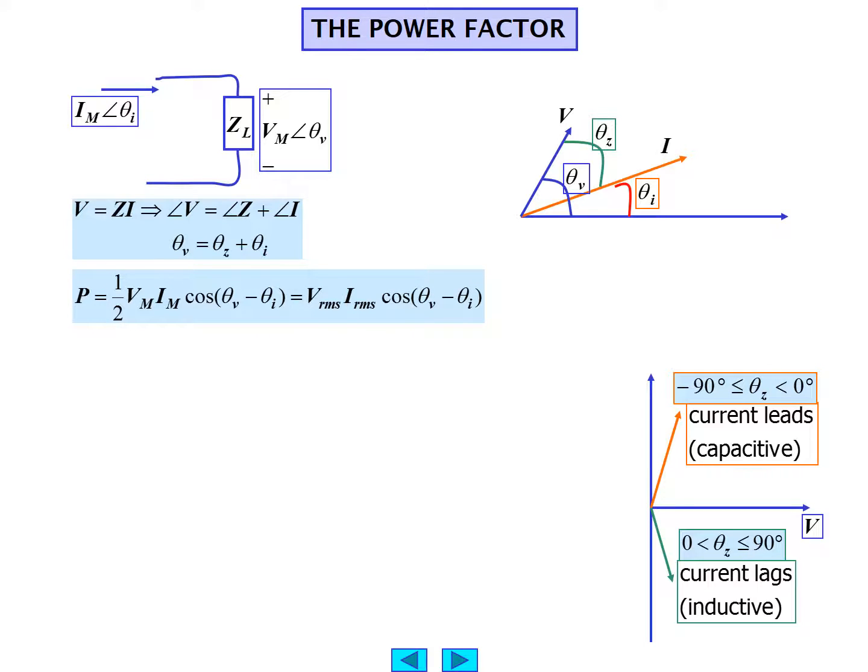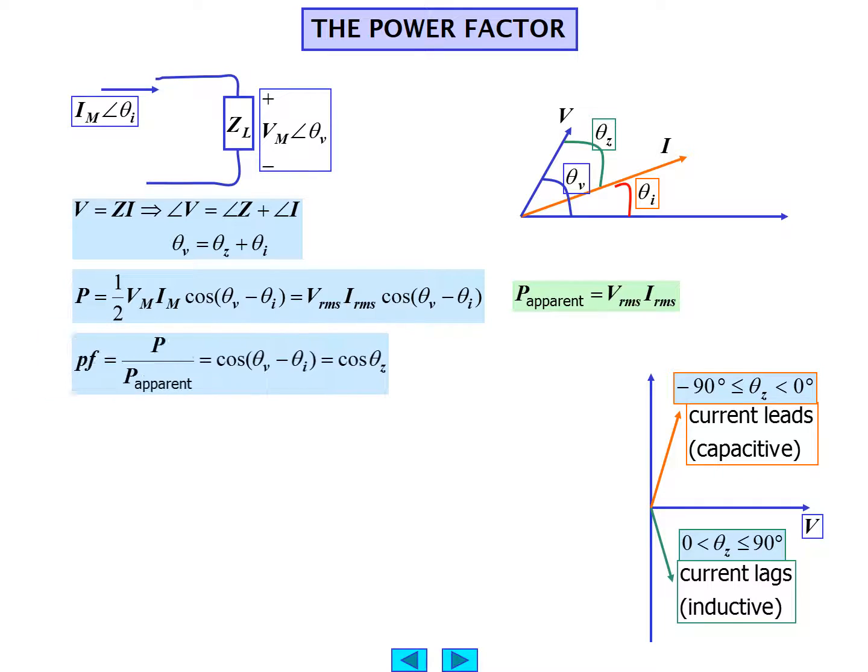Here the power P is 1/2 V_m I_m cosine of (theta_V minus theta_I), which we've seen in the last section. But it could also be written as V_RMS times I_RMS cosine of (theta_V minus theta_I). The apparent power then is V_RMS times I_RMS, and we'll discuss what the apparent power is. It's basically just the product of the two magnitudes without the phase angle.